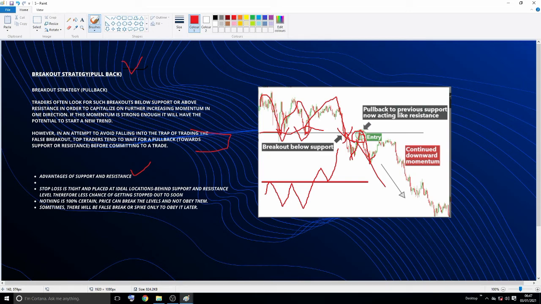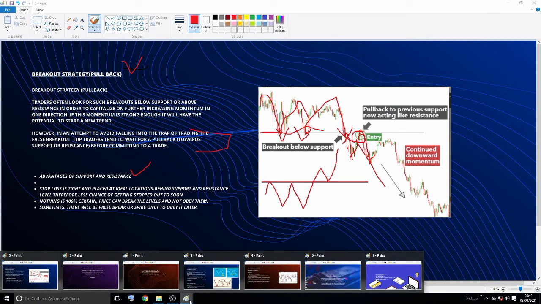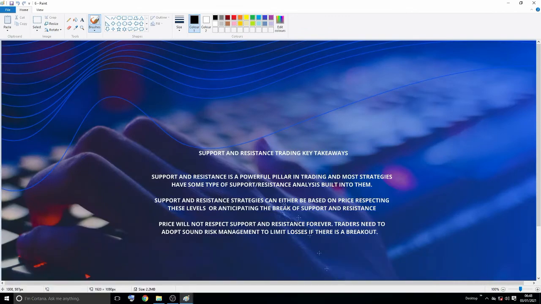A disadvantage is that nothing is 100% certain. Price can break the level and not obey them. Sometimes there will be false breakouts or spikes, only to obey the level later. Yes, in forex there's nothing that is 100%. We are trading, but we don't have a guarantee. Nothing is 100%. There are false breakouts, there are all these kinds of manipulative moves. So you need to keep that in mind as a trader.